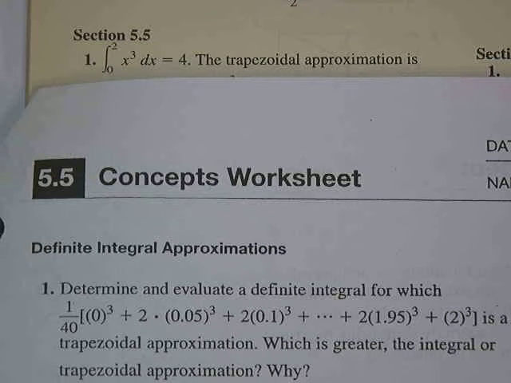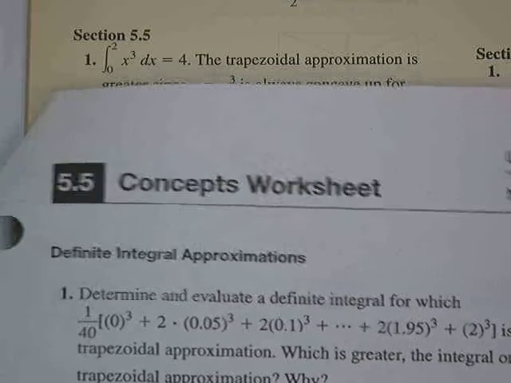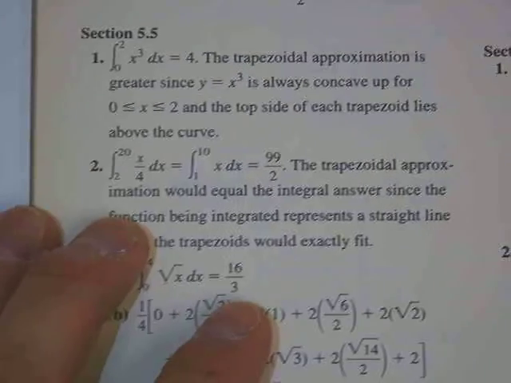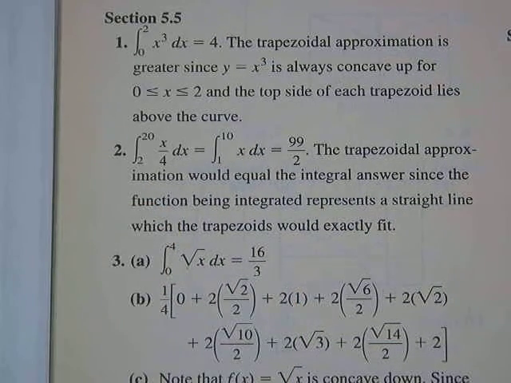approximation? Keep in mind that this has to do with concavity. Since x cubed would be concave up on that interval, the trapezoids would be above the curve. So the trapezoid approximation should be above. And ultimately that's what it says in the part here. It's concave up, so therefore the trapezoids are above the curve, so the trapezoidal approximation would be greater.